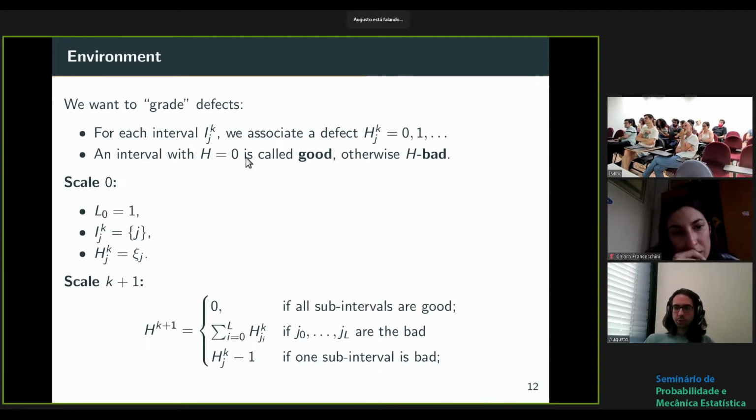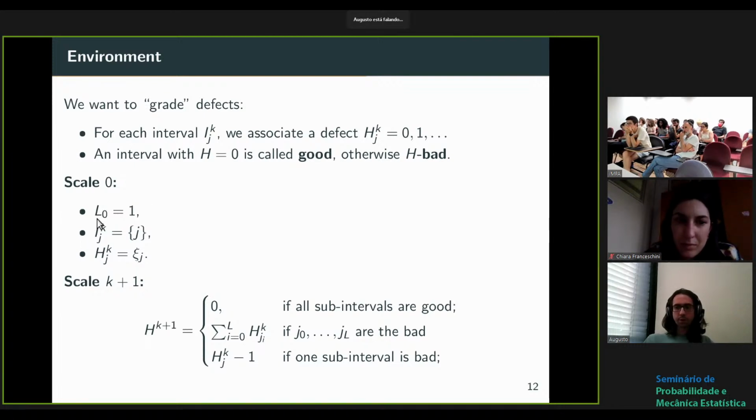If the defect we associate is 0, this interval is called good. Otherwise, it's called bad. And how bad depends on h. Could be 1 bad, 2 bad, 3 bad, and so on. Of course, the higher the badness, the harder it is to cross. At scale 0, everything in multi-scale renormalization is done by induction, right? We define everything in scale 0 and then go from scale k to k plus 1. Then we prove something in scale 0 and we prove that it can go from scale k to k plus 1. So at scale 0, we're going to define.